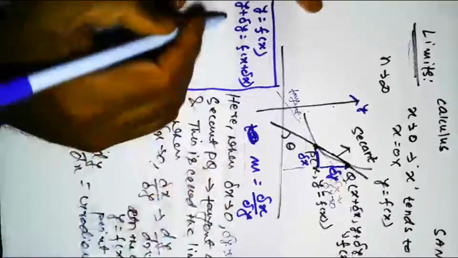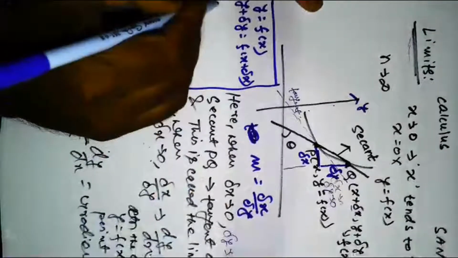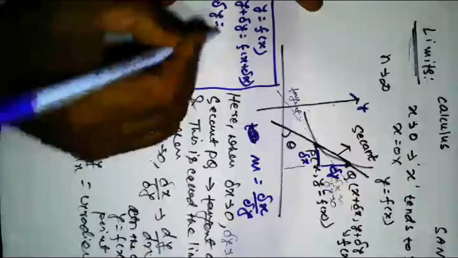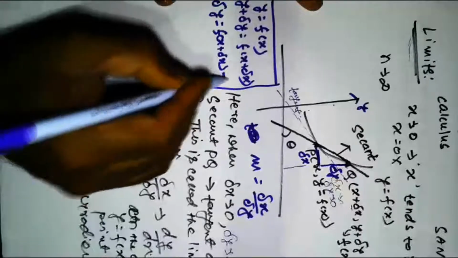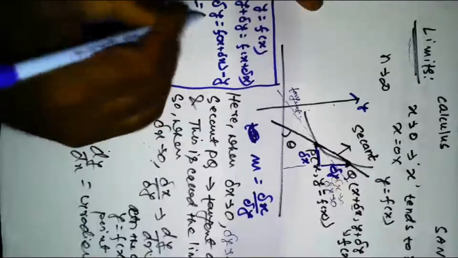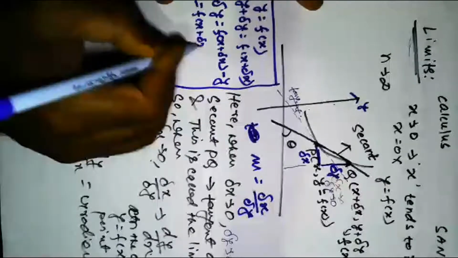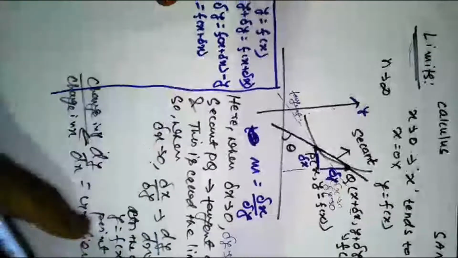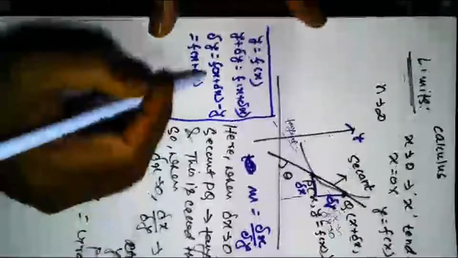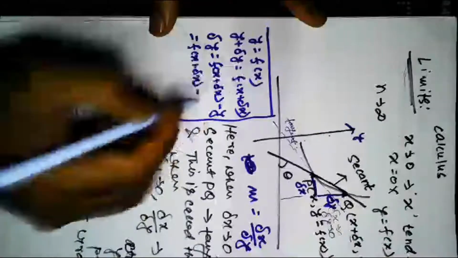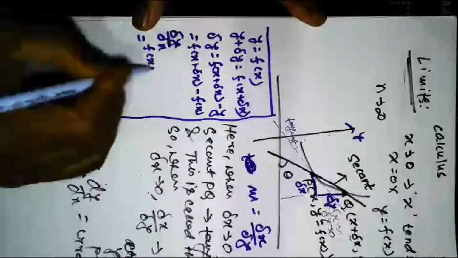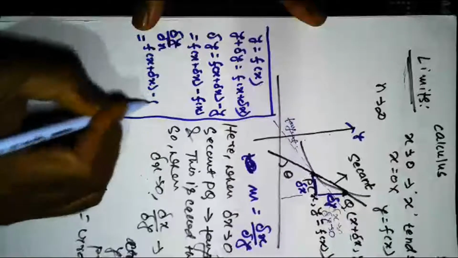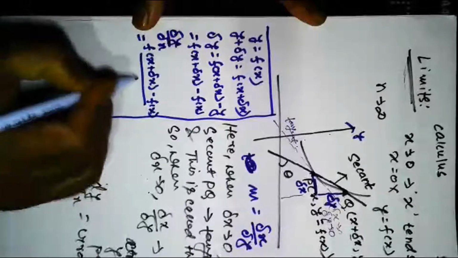And now in this case, what you can do, another step: delta y equals f(x plus delta x). When you transpose y to the right, it is going to be f(x plus delta x) minus f(x), for y you can write f(x) again. So delta y by delta x is f(x plus delta x) minus f(x), divided by delta x.